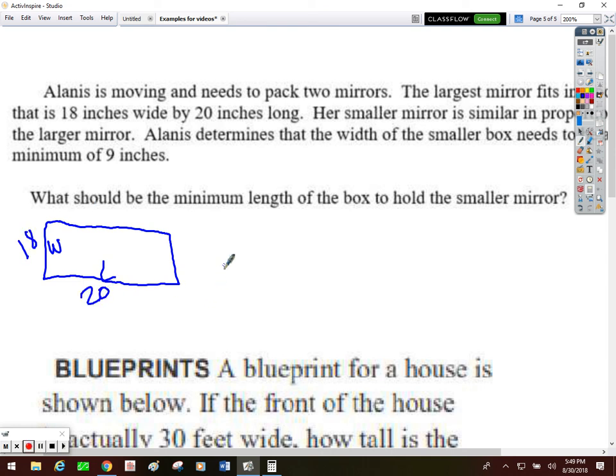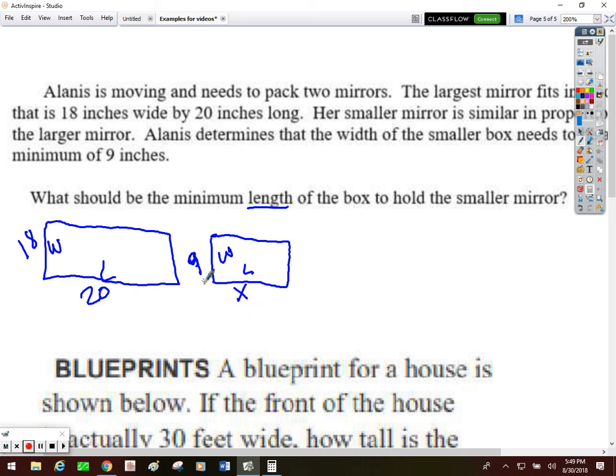She has a smaller mirror that is similar in proportion to the larger mirror. She determines that the smaller box, so let's draw a little smaller box, and again, this is width over length, has to be 9 inches wide. What she wants to know is the minimum length for that box before she puts it in. So that is my unknown, the length.